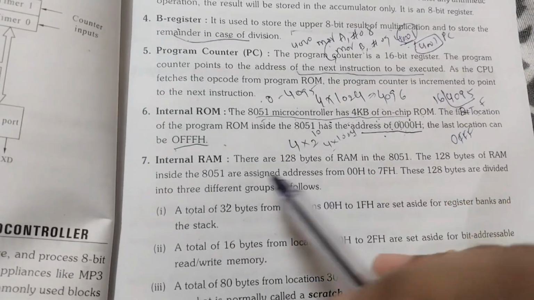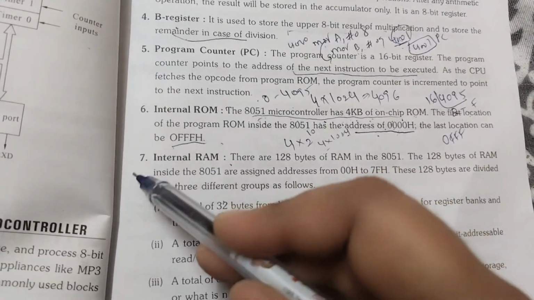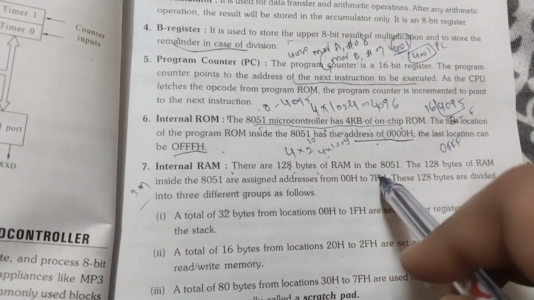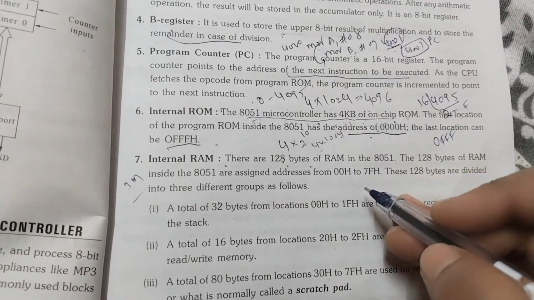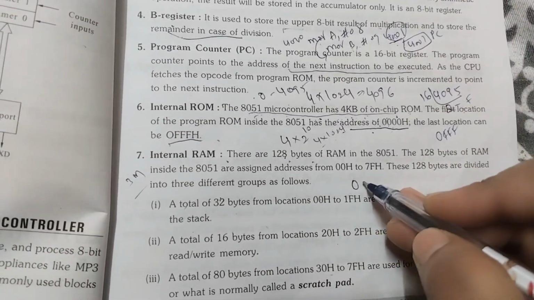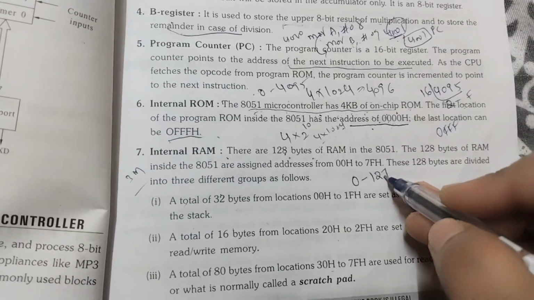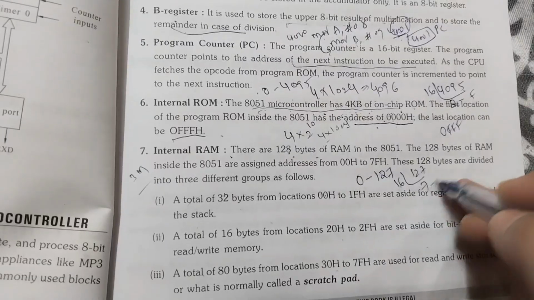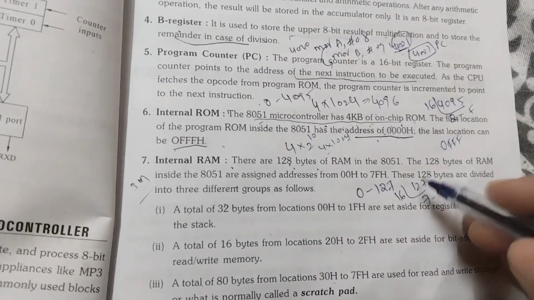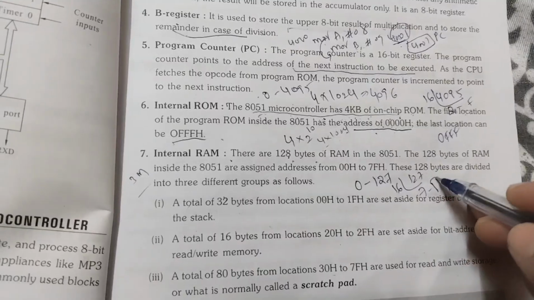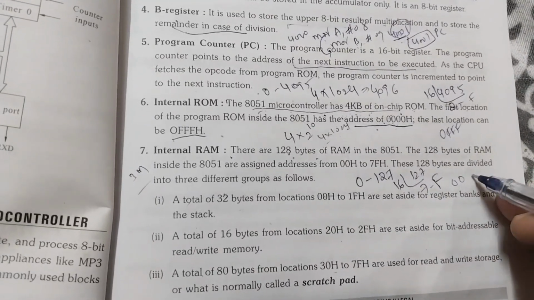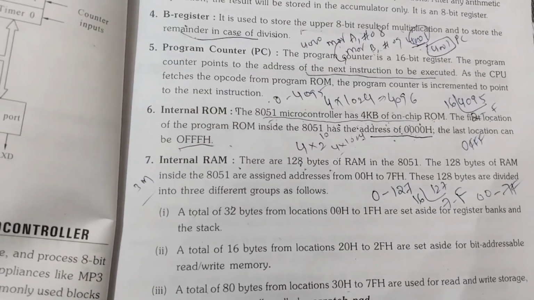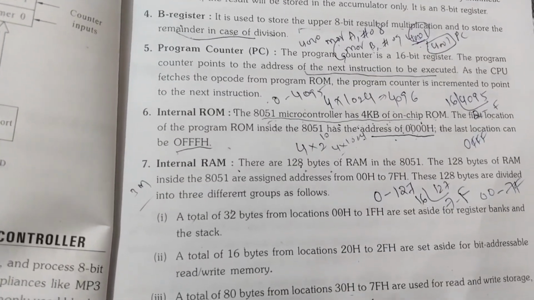It has a capacity of 4 kilobytes. And next we have internal RAM. This question is also important for 3 marks. The internal RAM capacity is 128 bytes in the 8051 microcontroller. Converting into address locations, 0 is the starting one and the ending one will be 127. Divide 127 by 16 and the remainder is 15, which is F. So we get 7F. The starting address is 00 and the ending address is 7F, the address locations pointed to by the internal RAM, whose capacity is 128 bytes.